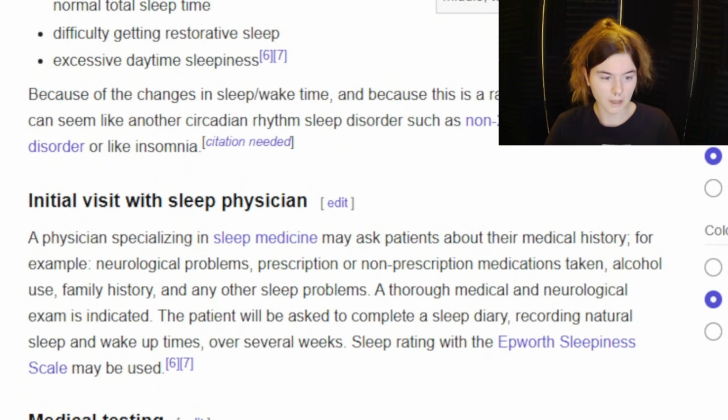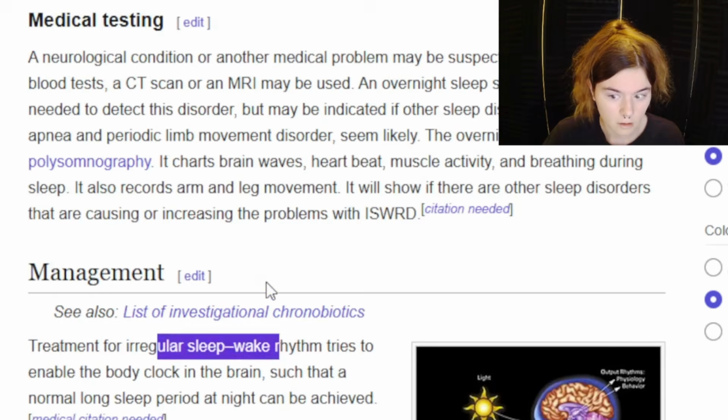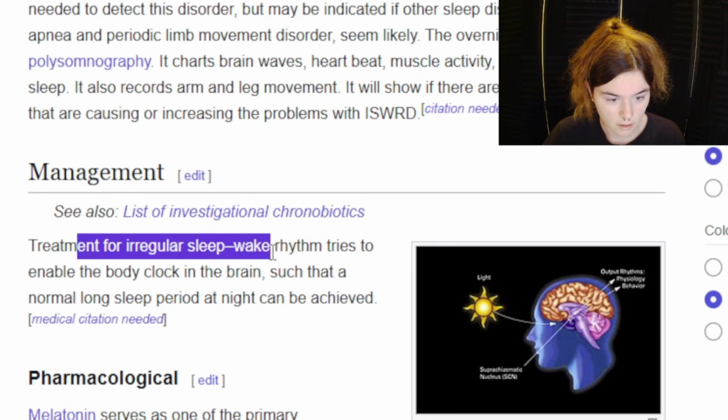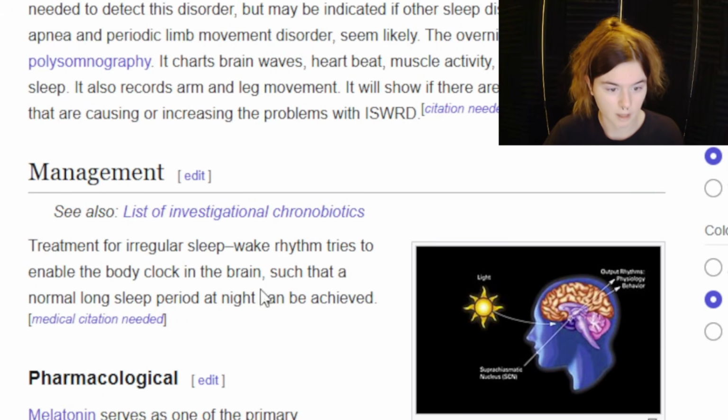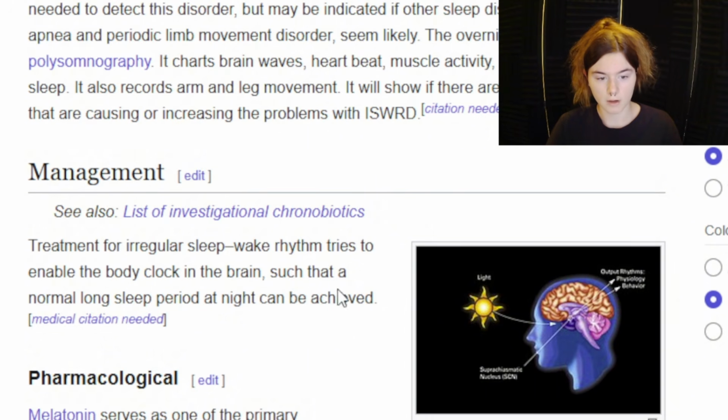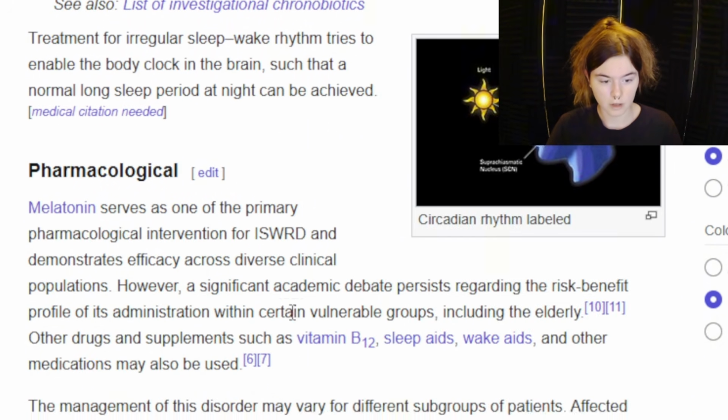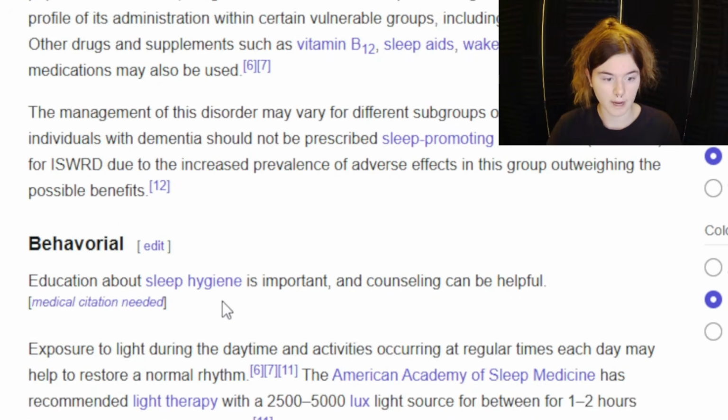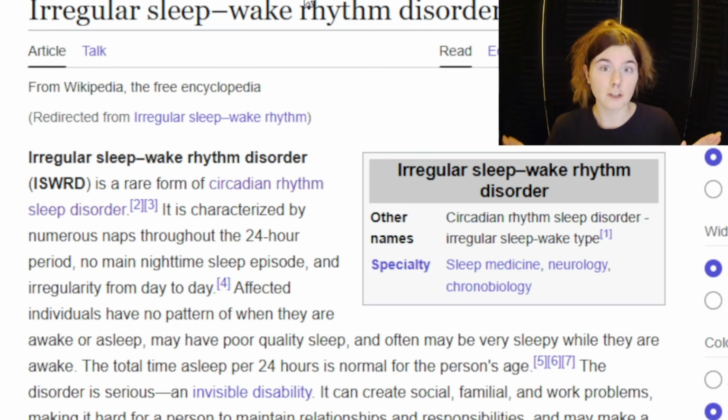How would you go about managing it? Sleep physician, and so on. Treatment for irregular sleep-wake rhythm tries to enable the body clock in the brain such that a normal long sleep period at night can be achieved. So melatonin, education about sleep hygiene. Okay. Smash. Holy, fascinating. I swear to God, this sounds like somebody I know. I have never heard of this before.